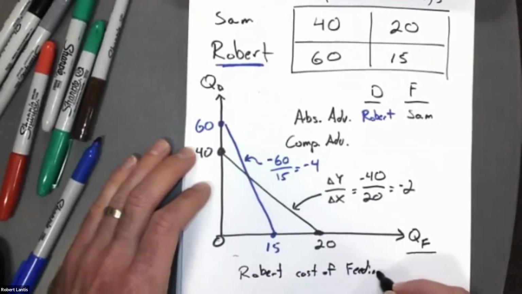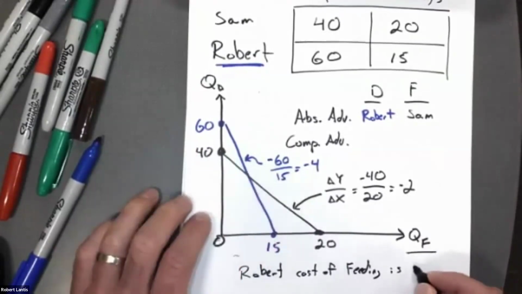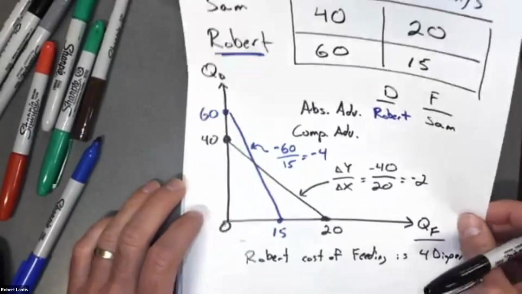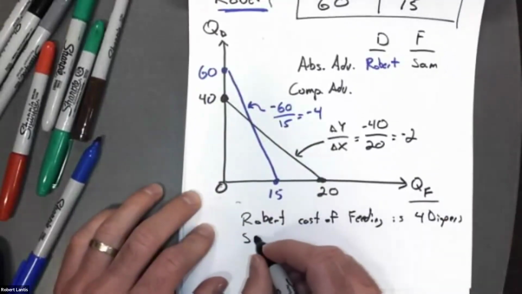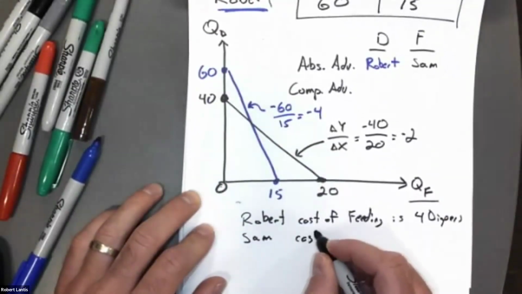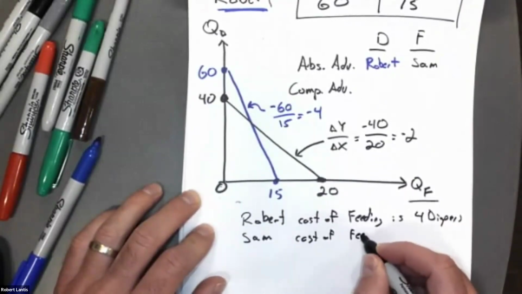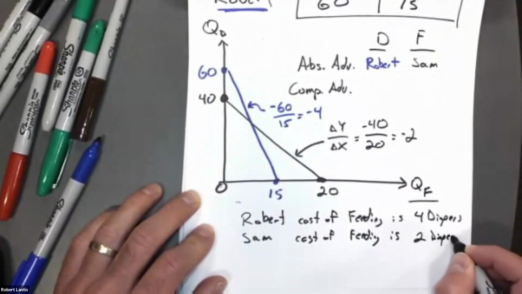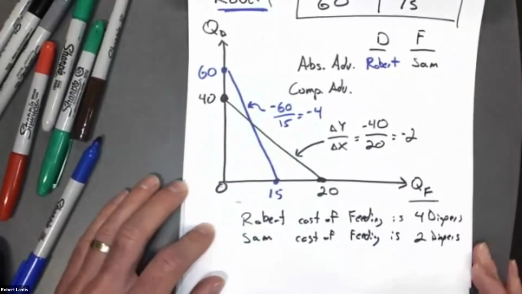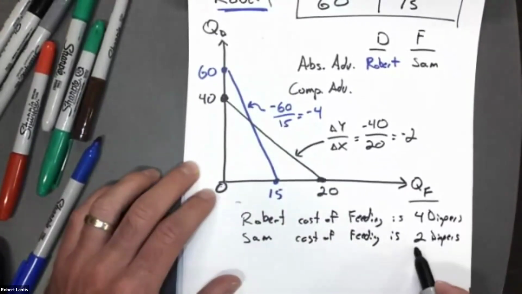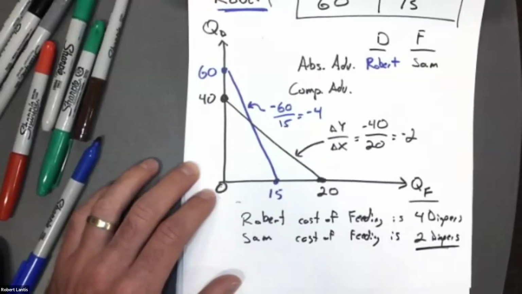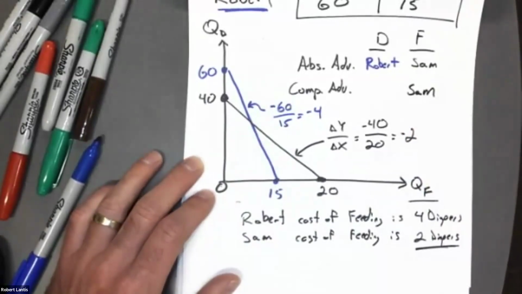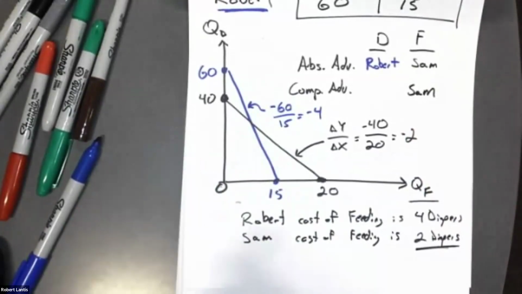So the cost to Robert of a feeding is what? 4, and it's in terms of the y-axis good. Okay. Then if we're thinking about Sam, her cost of the x-axis good, just feeding here, would be 2 diaper changes, right? So who has the lower cost? Sam. So we would say that Sam has the comparative advantage in the production of that good. Okay.